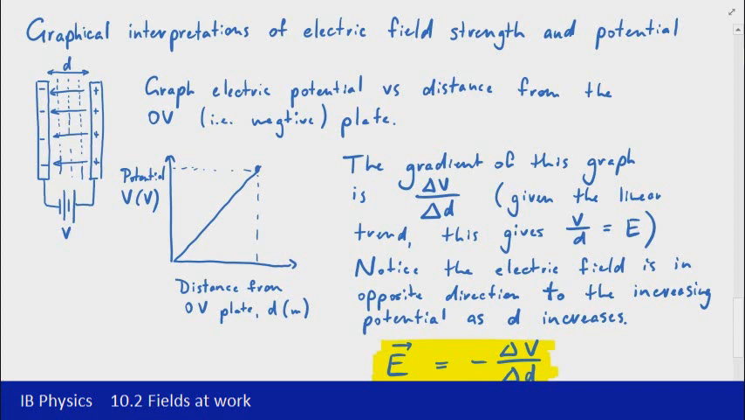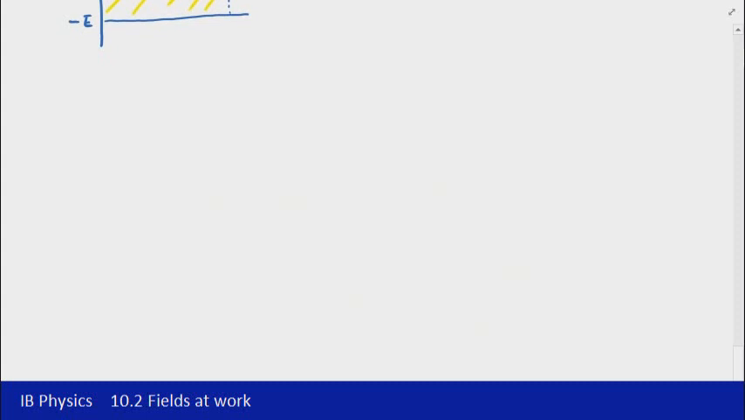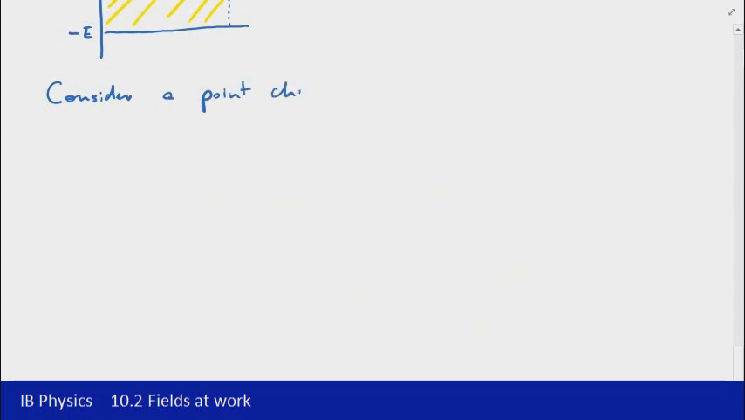In the previous video we looked at graphical interpretations of electric field strength and potential in between uniform plates. We're now going to take that a little bit further, and we're going to consider a point charge. There's going to be a few tricky bits about this, but I'll talk you through it. So if we consider a point charge, as we've seen before, we'll consider a positive.